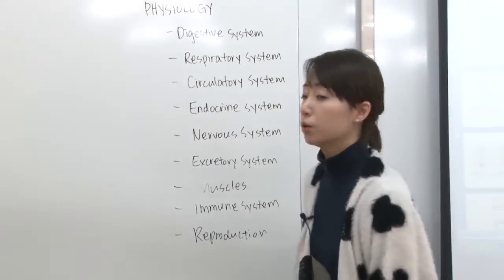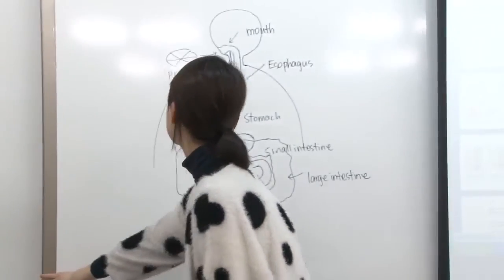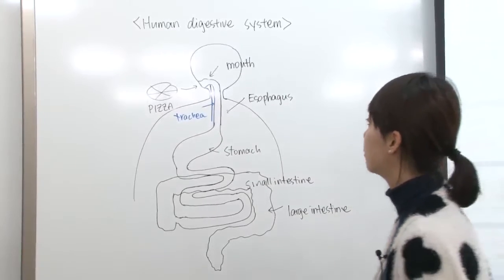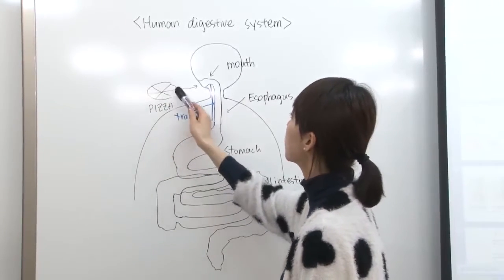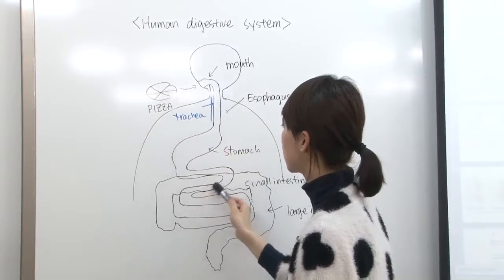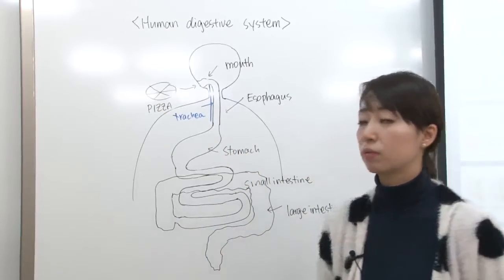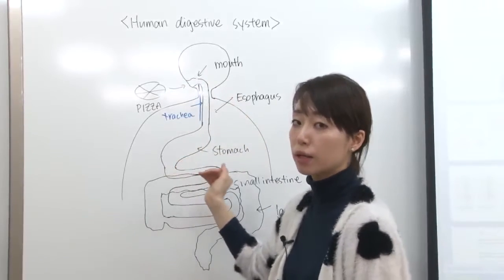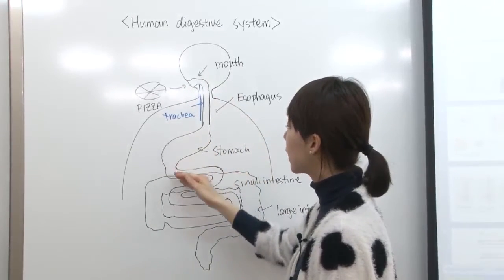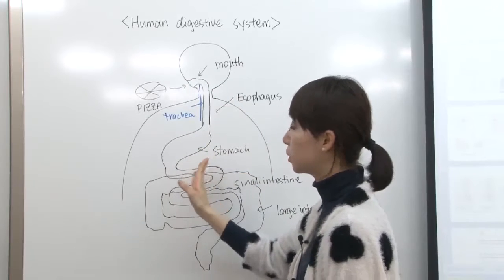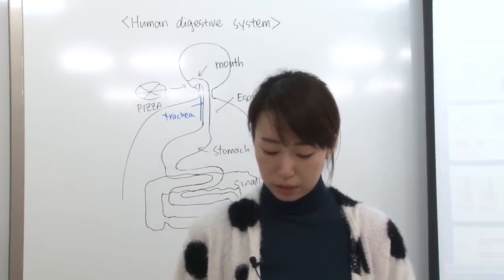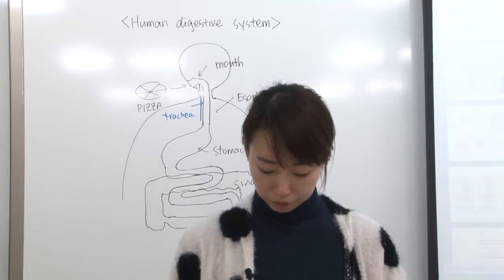So if you look at a human digestive system, this is what it looks like. After we take in food, it has to go through the digestive system and then be absorbed. So how it gets broken down into smaller molecules and also how it gets absorbed into the bloodstream, that's what we're going to talk about in this part of the chapter.